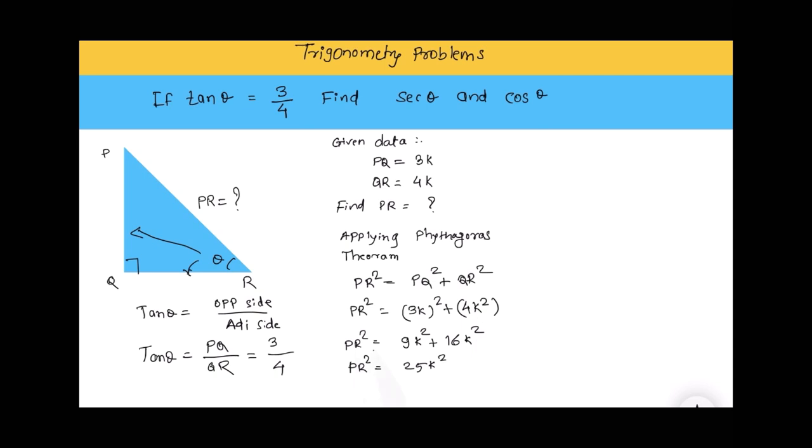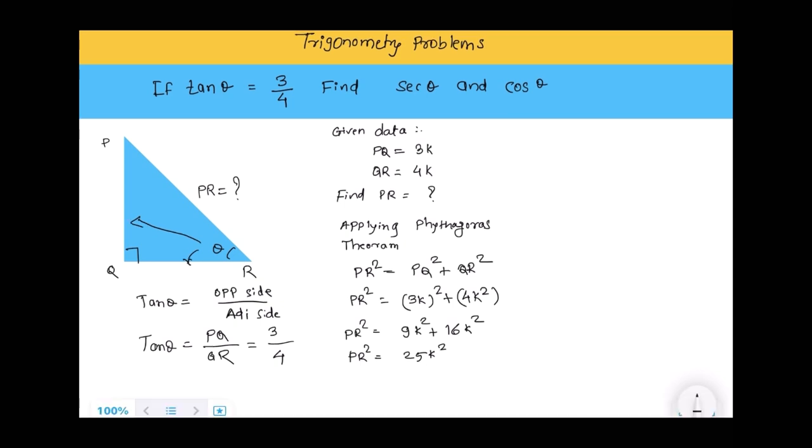So PR square, expanding, is 9K square plus 16K square. PR square is, adding, 25K square. Applying square root to both sides, we get the value PR is equal to 5K, as 25 is the square of 5. Now from this data, it is easy to find sec theta because we have all the values of the right angle triangle.